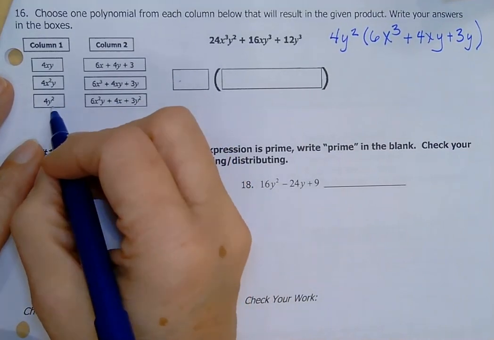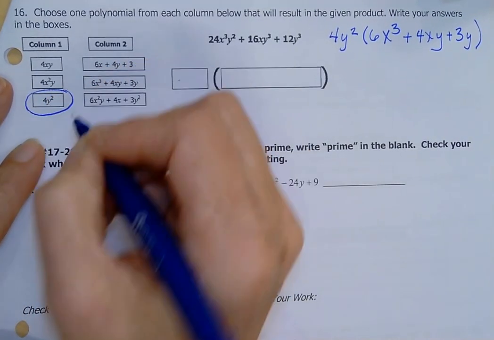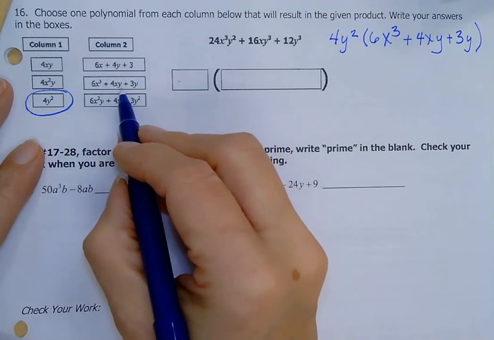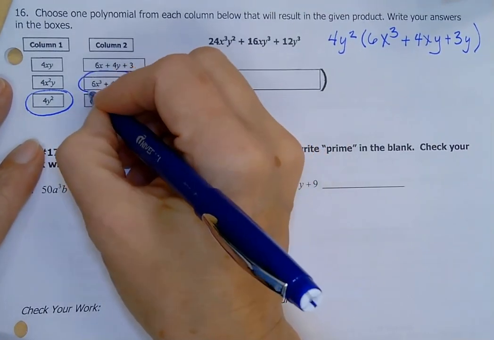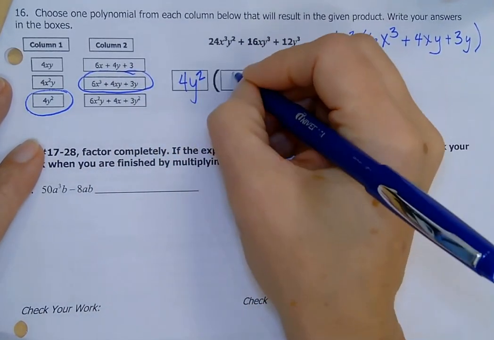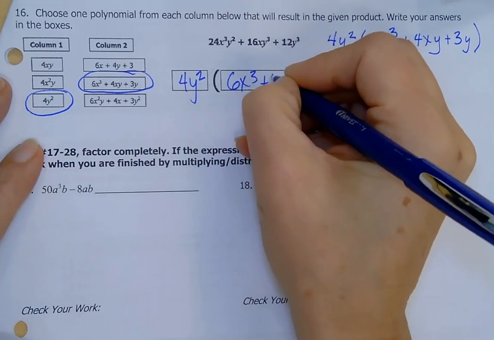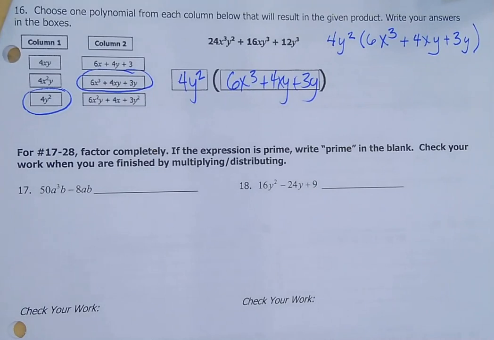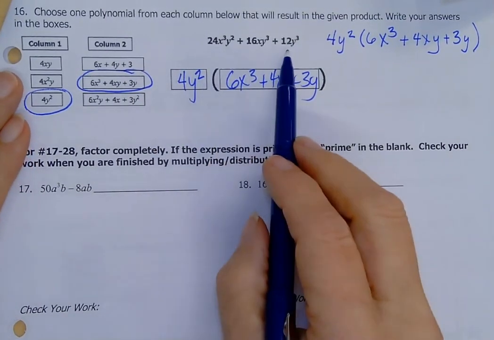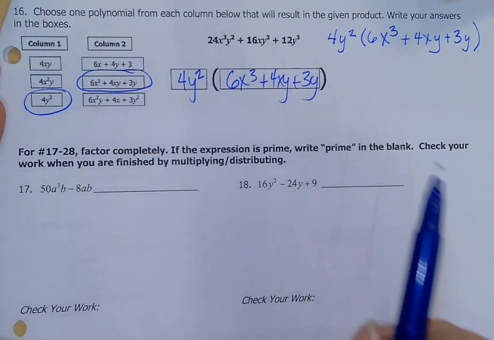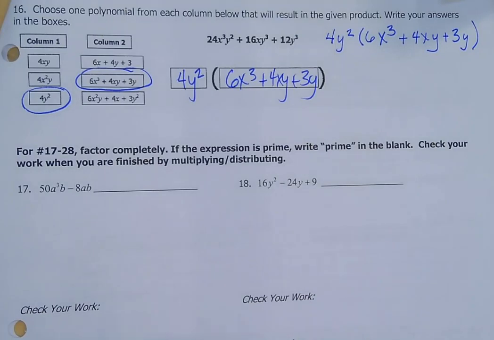So let's see. I do have 4y squared in column 1. And they offer me 6x cubed plus 4xy plus 3y. So I'm going to say those are my answers: 4y squared and 6x cubed plus 4xy plus 3y. Now, if I hadn't factored out everything in that trinomial, I could have just kind of randomly multiplied something from column 1 times something from column 2, but that might have been a lot more math.